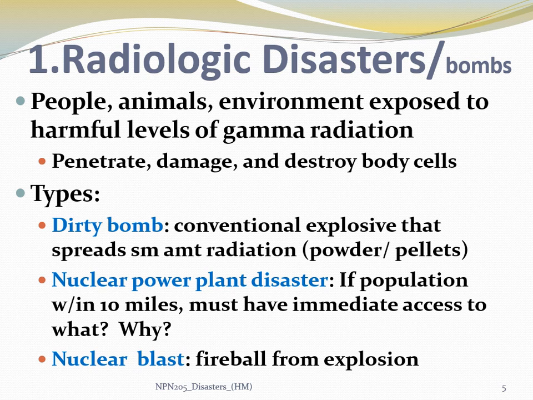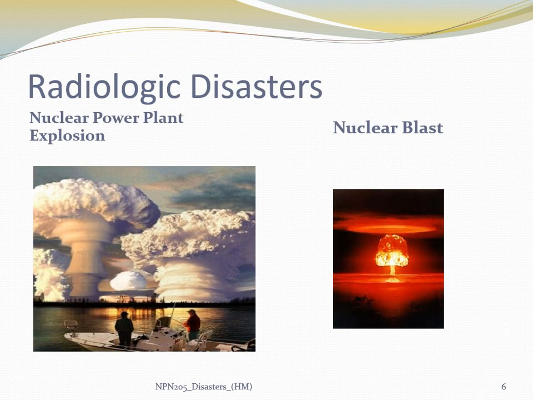Okay? Then we move on to nuclear blast, which is like a fireball from the explosion. So in the nuclear blast, you have intense heat, light, and air pressure, as well as radiation. When the vapor cools and condenses, it drops to the earth, and that's called the fallout. All right, so on page 190, the last paragraph of nuclear blast has some really good information in it you want to be sure and look over. Here are your pictures for radiologic disasters: your nuclear power plant explosion and your nuclear blast with the significant amount of heat that we talked about.